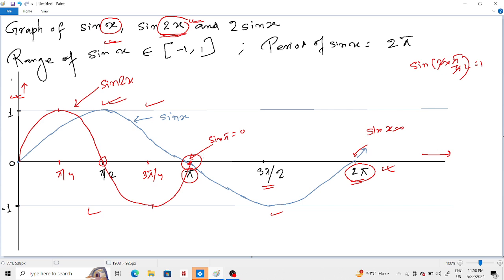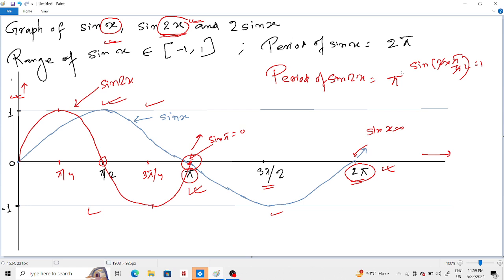This is the place from where sine 2x is again rising in the upward direction and is going to repeat the design. Since we have learned earlier that the radian value after which a graph repeats its design is called a period, from here we can deduce that the period of sine 2x is pi.